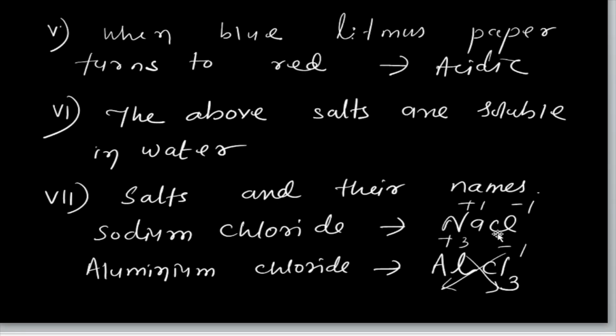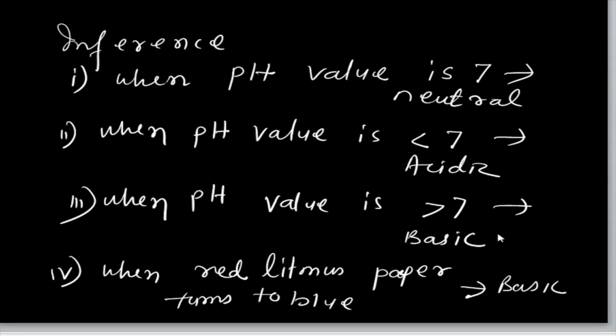Again see, when blue litmus paper turns to red, it is acidic. The above salts are soluble in water, because you have tested that they are soluble. If pH value is 7, then it is neutral. When pH value is less than 7, acidic. If pH value is greater than 7, basic. If red litmus paper turns to blue, basic; if blue litmus paper turns to red, that is acidic. So red changes to blue, basic, and blue changes to red, acidic.